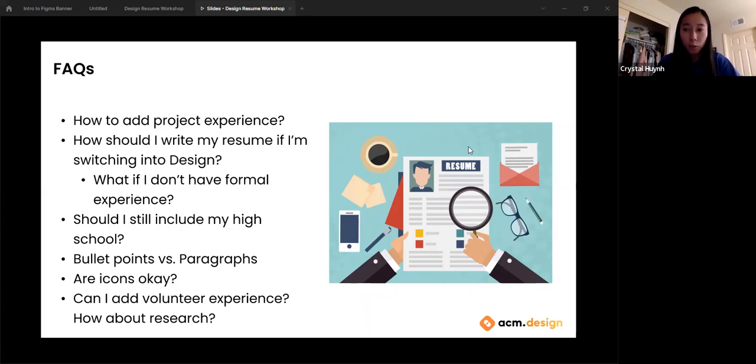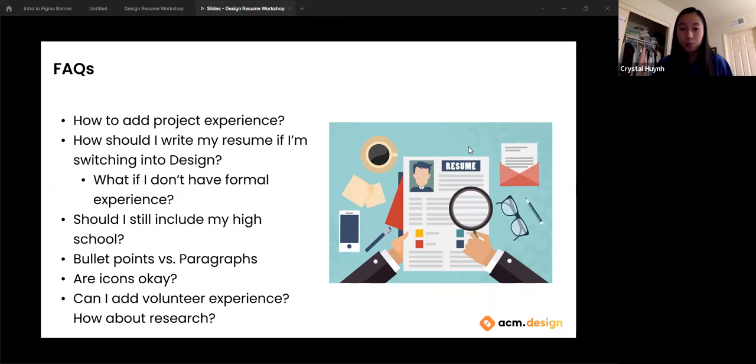This question is especially for people who are starting out in design or transitioning into design. How should I write my resume if I'm switching into design, or what if I don't have any formal design experience? If I was a totally different major and I'm trying to enter the design world, how do I write this resume and convert my previous work experience into something that's more design related?